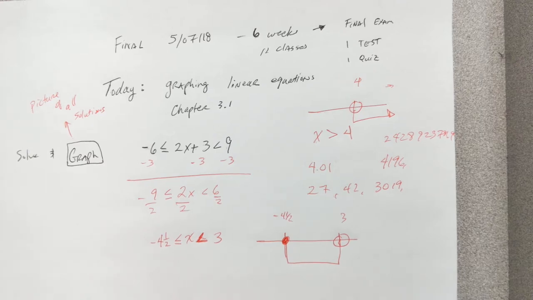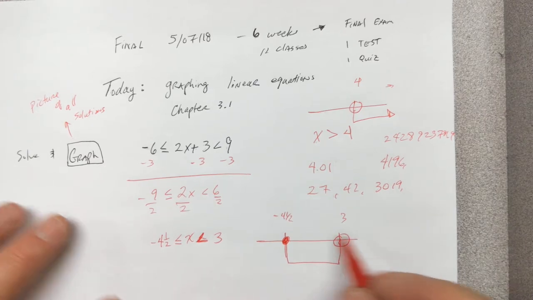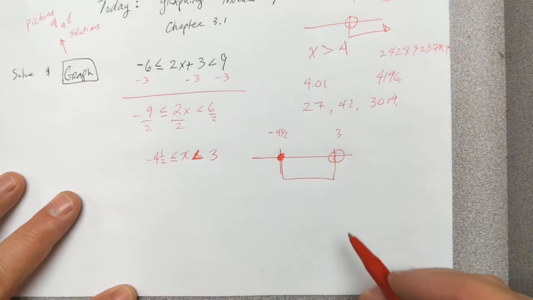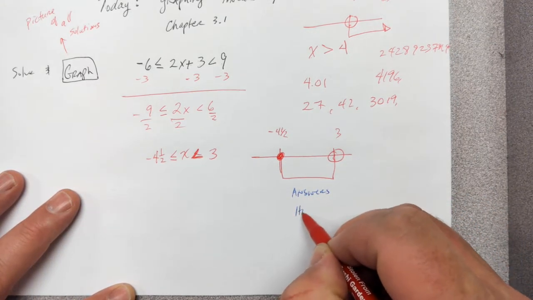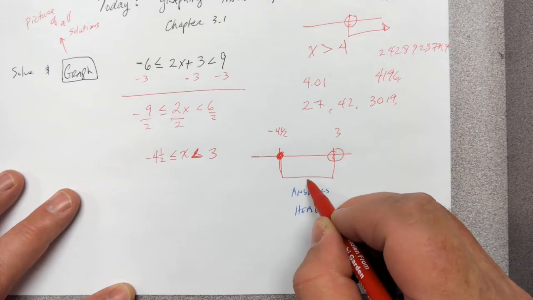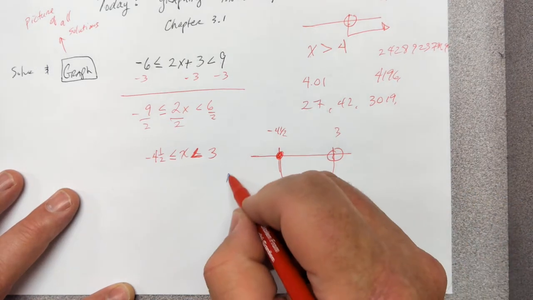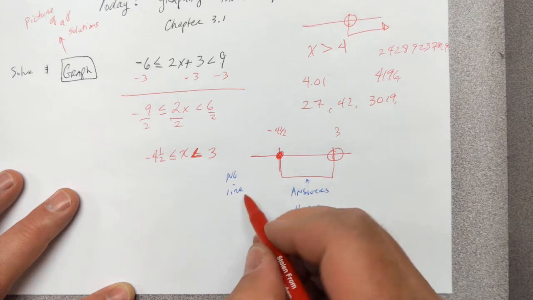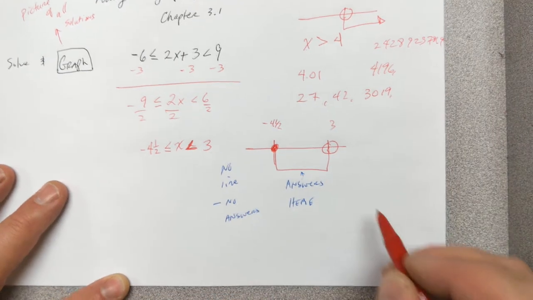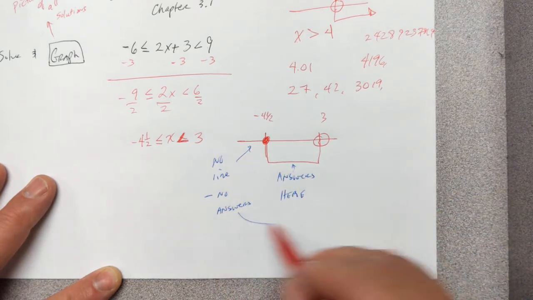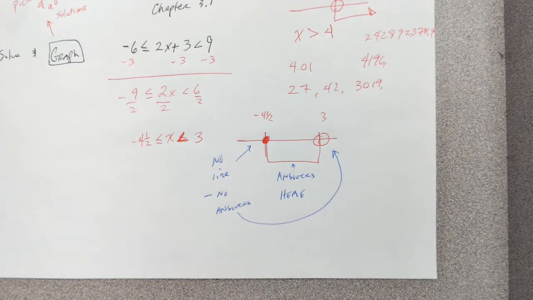So just to make sure, what we're saying with this graph, the way you read it, is answers here, where the line is. No line means no answers. So none over here and none over here. All the answers are in between, nothing else anywhere. Then the line tells you where the answers are.